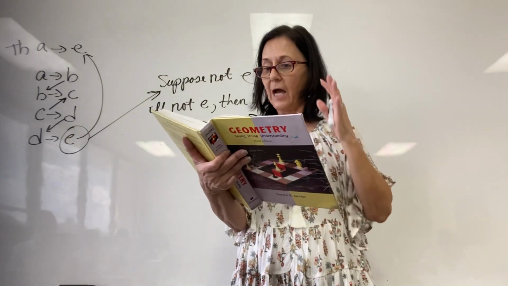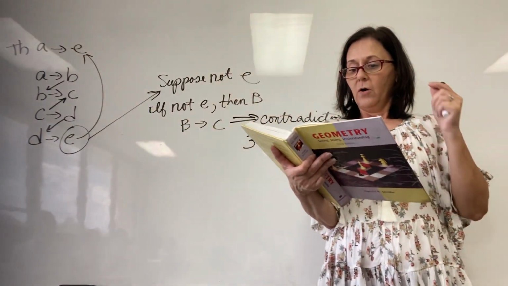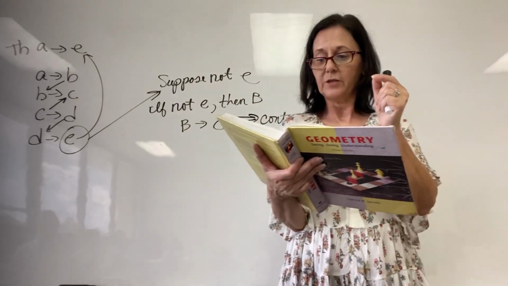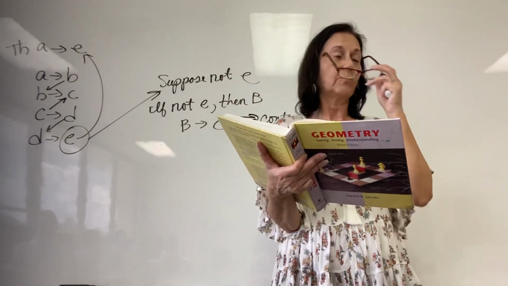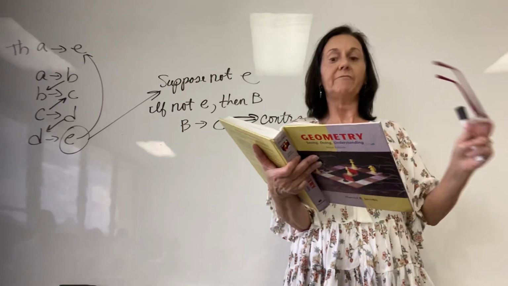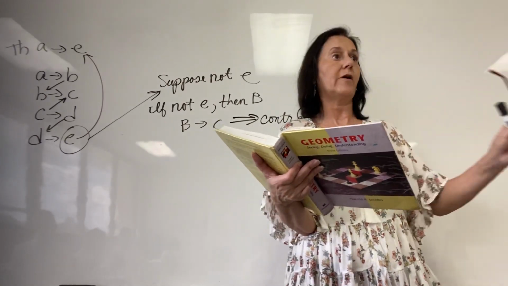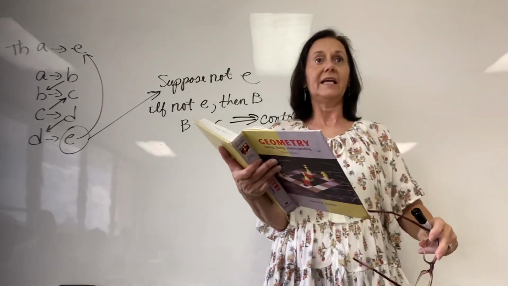All right, look on the top of the next page. You see the difference between the direct proof and the indirect proof. With the direct proof, we go if A, then B, if B, then C, if C, then D, therefore if A, then D, right?